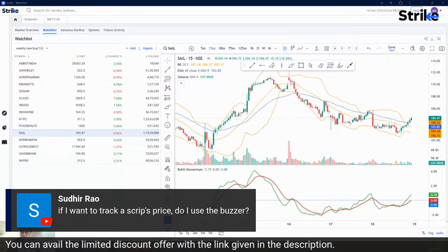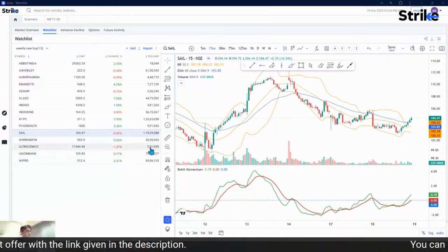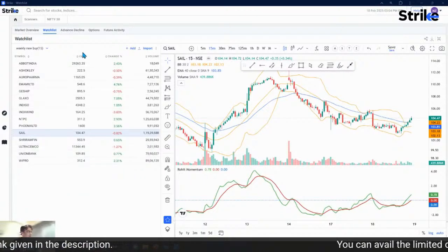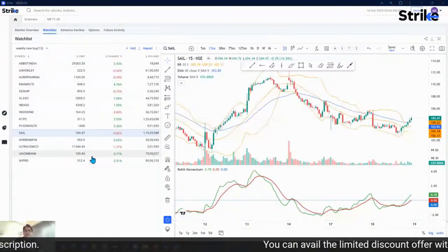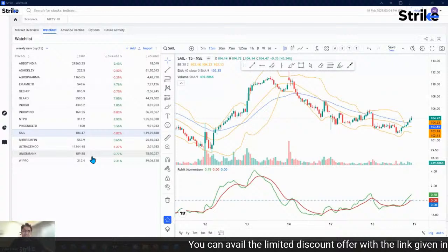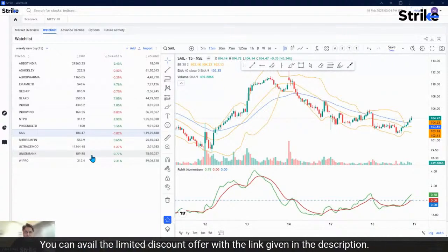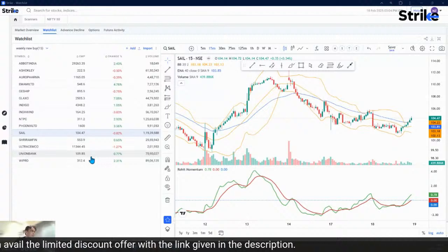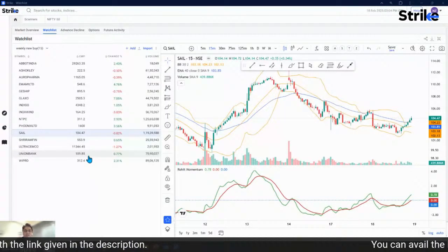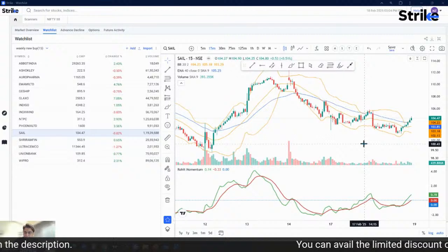Sudhir Rauji had asked, if I want to track a script's price, do I use this? So this way, Sudhir Rauji, you can keep tracking. The price over here is right now a 5 minute delayed data, but very soon, maybe before March ends, we can convert this into a 1 minute delayed data.